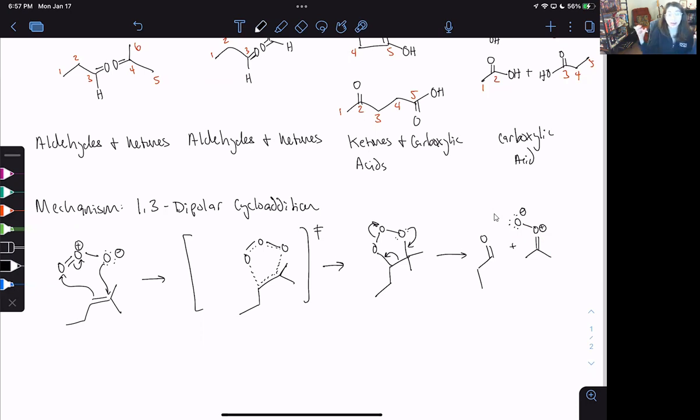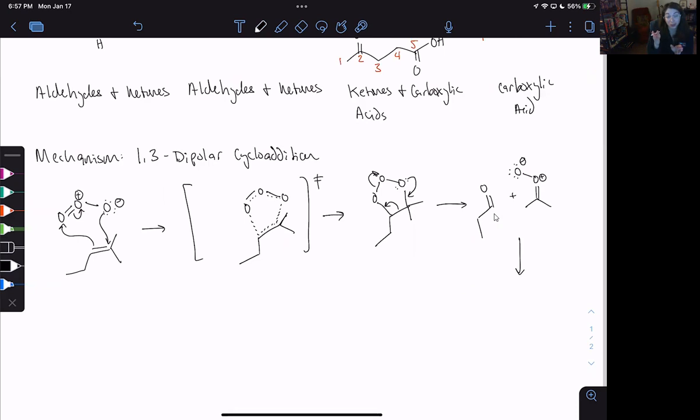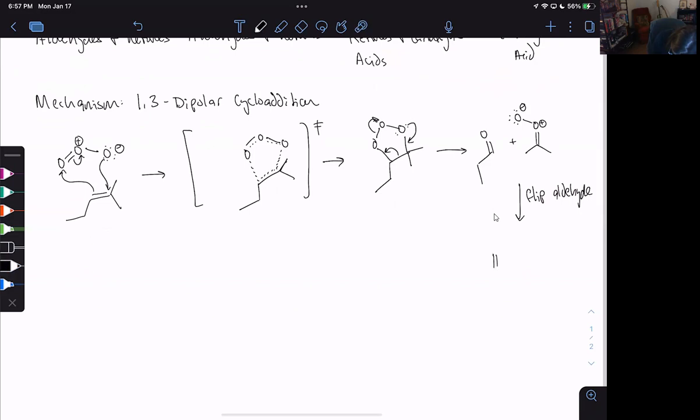So if that thing breaks apart, you can imagine if this piece just flipped, then we could do the reaction all over again. So it's like a forward dipolar cycloaddition and then a retro dipolar cycloaddition and then another forward. So we're going to do a flip of the aldehyde. Okay, so literally just flipped it. I didn't do anything else.